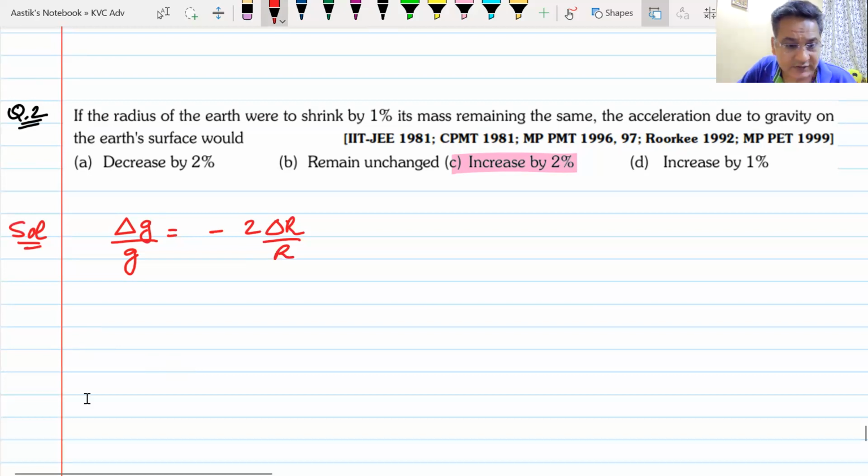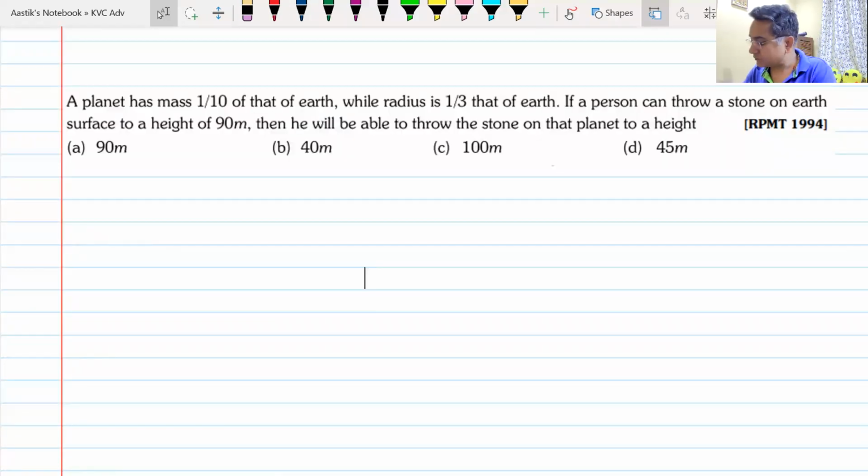This is number 3. A planet has a mass 1/10 that of Earth, while its radius is 1/3 that of Earth. If a person can throw a stone vertically up to a height of 90 meters on Earth, how high will he be able to throw it on that planet? Yes, my dear friends. Any hope of an answer?